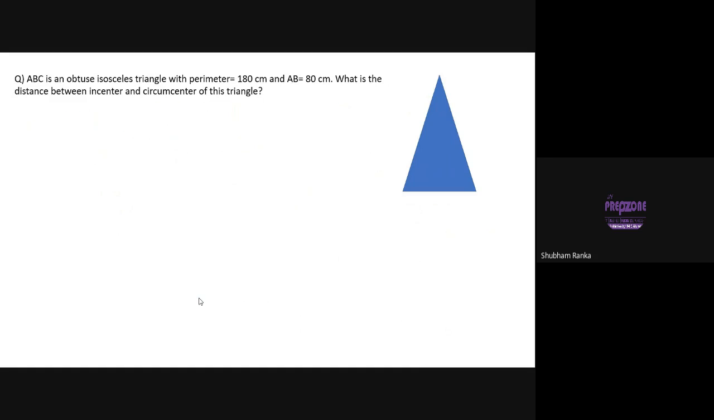Now going to the next one. ABC is an obtuse isosceles triangle with perimeter 180, AB 80. What is the distance between in-center and circumcenter? Before even getting to the working of it, I should have in my memory that the distance between the in-center and circumcenter is given by the square root of R into R minus 2r. R is the circumradius, small r is the inradius.